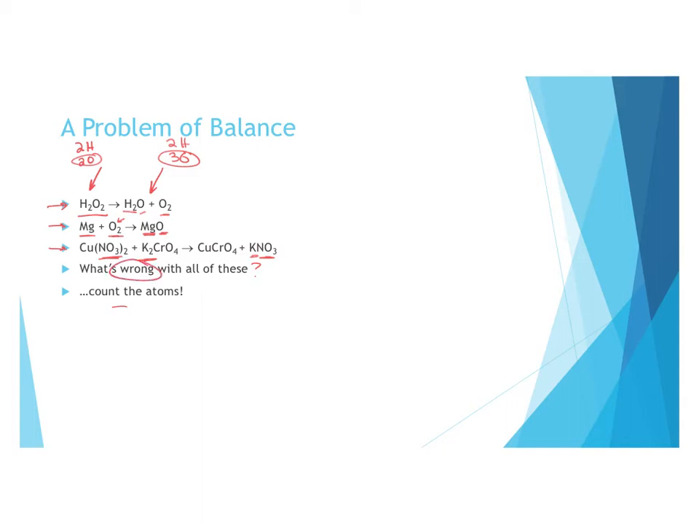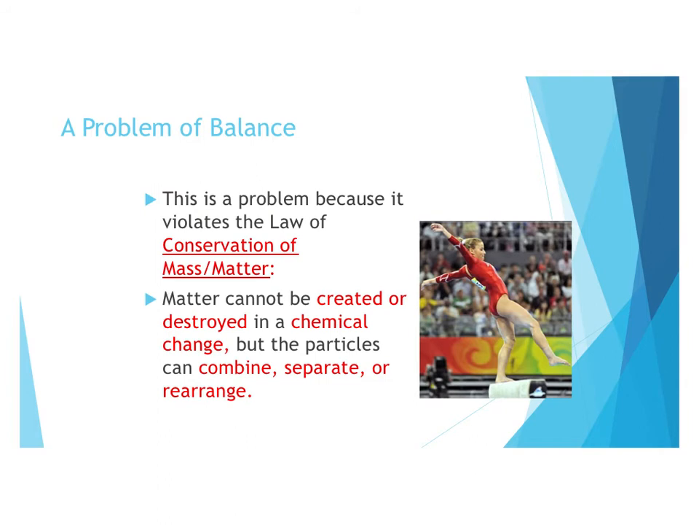Well, this is a problem when we don't have the same number of atoms on both sides. It's a problem of balance. Why is it a problem? Well, it's a problem because it violates something called the law of conservation of matter. Okay, the law of conservation of matter says that matter cannot be created or destroyed in a chemical change, but the particles can combine, separate, or rearrange. So in other words, we can't take particles and make them go away or make them appear out of nowhere, but we can take them apart and reassemble the pieces in new ways when we have a chemical change.